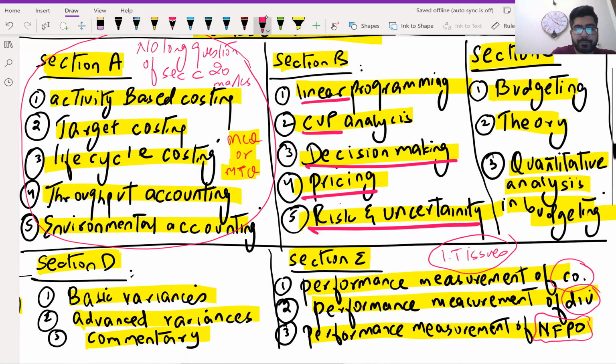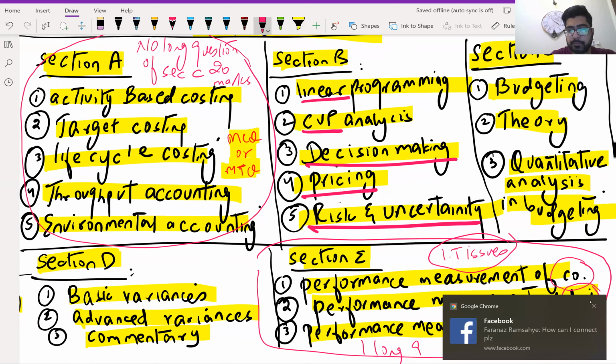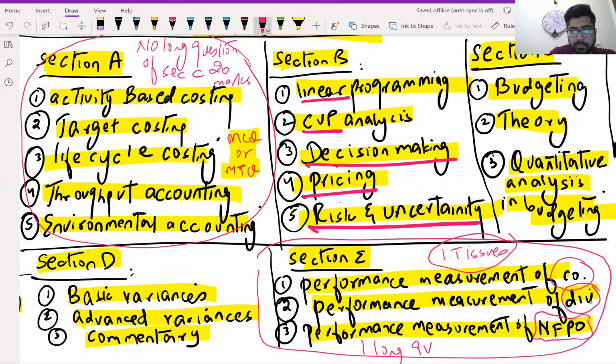And from this section, one long question of 20 marks will be from here. That's what I know the examiner has told about this.